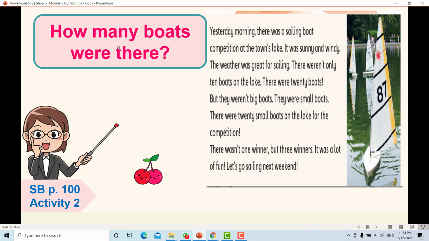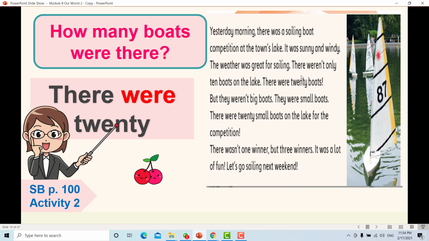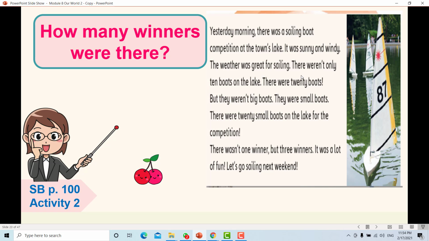So let's see how many boats were there. Let's find the answer. There weren't only 10 boats, there were 20 boats. How many winners were there? Here we use were because the word winners is a plural noun. Let's see how many winners. There wasn't one winner, but 3 winners.